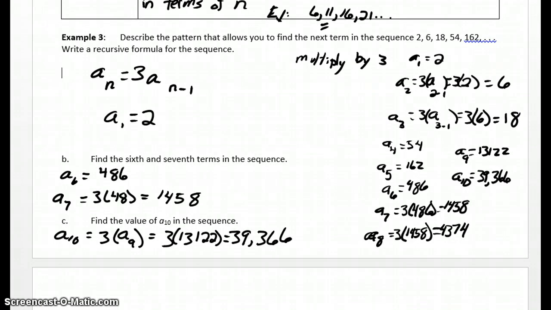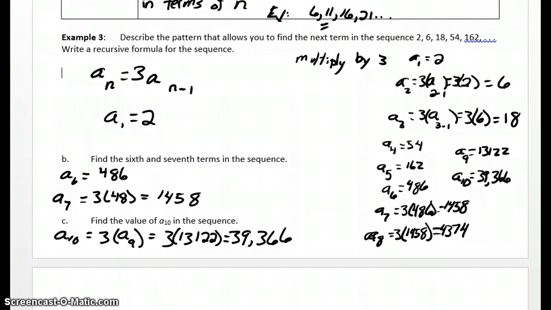All right, we're going to look at example 3 now. Describe the pattern that allows you to find the next term in the sequence, 2, 6, 18, 54, 162, and so forth, and write a recursive formula for the sequence. Well, if we just look at the sequence briefly, we can see that to get from 2 to 6, we have to multiply by 3, and from 6 to 18, we have to multiply by 3, and from 18 to 54, we multiply by 3. So we can see the connection between two successive terms. We're going to have to multiply by 3.